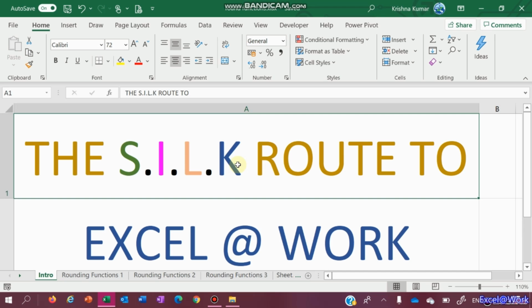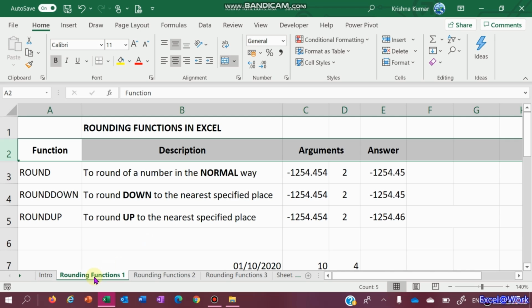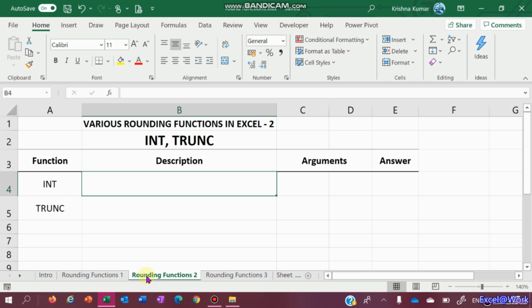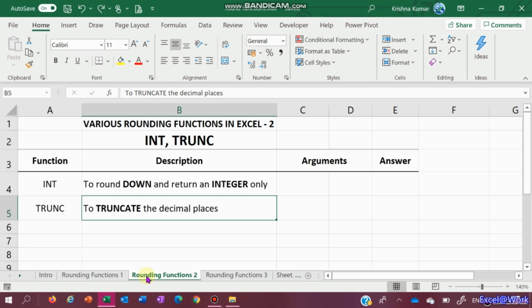In one of our earlier sessions, we looked at the rounding functions of Excel, namely the round down and the round up functions. We'll go further on the same topic of rounding functions in Excel, which are the INT and the TRUNC functions. INT is short for integer, TRUNC is short for truncate. The INT function round downs and returns an integer portion only of any given number. The TRUNC, on the other hand, truncates the decimal places to the given number of decimal places of any number.